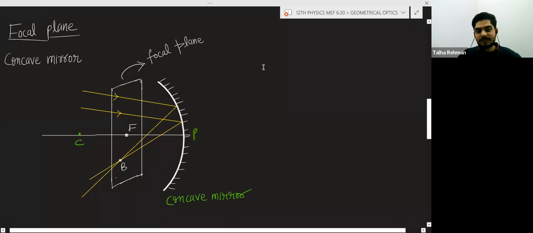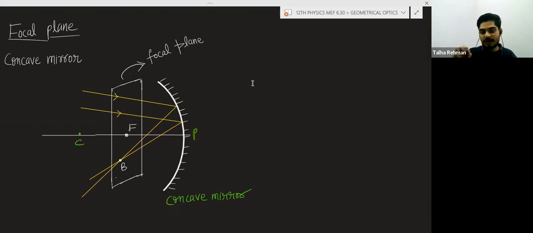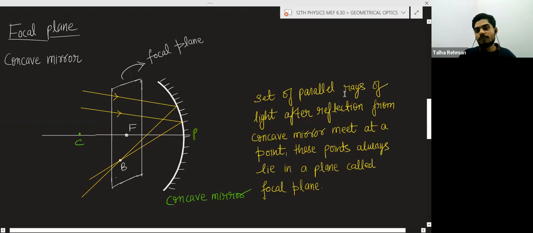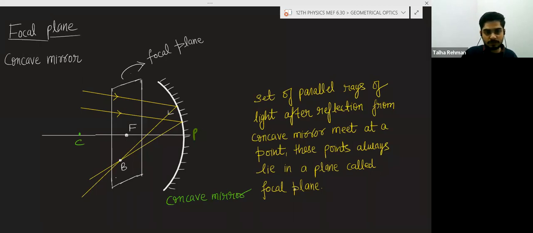So what can we say about the focal plane? The focal plane is a plane on which the parallel rays of light meet at a point. A set of parallel rays of light after reflection from a concave mirror meet at a point. This point always lies in a plane, called the focal plane.